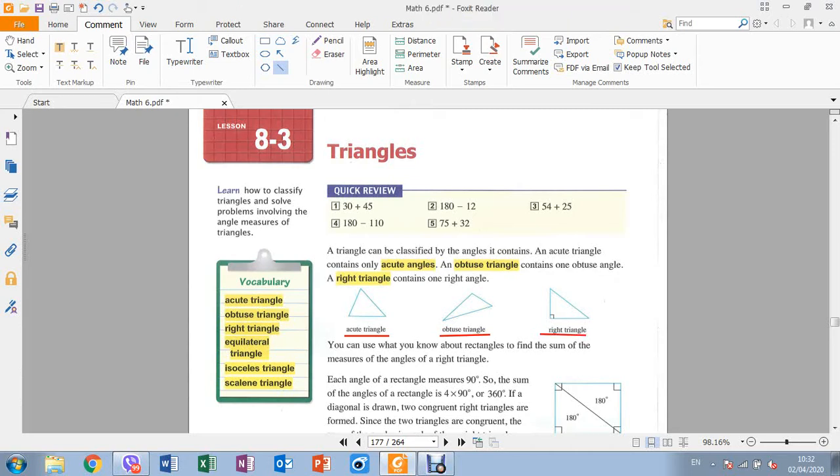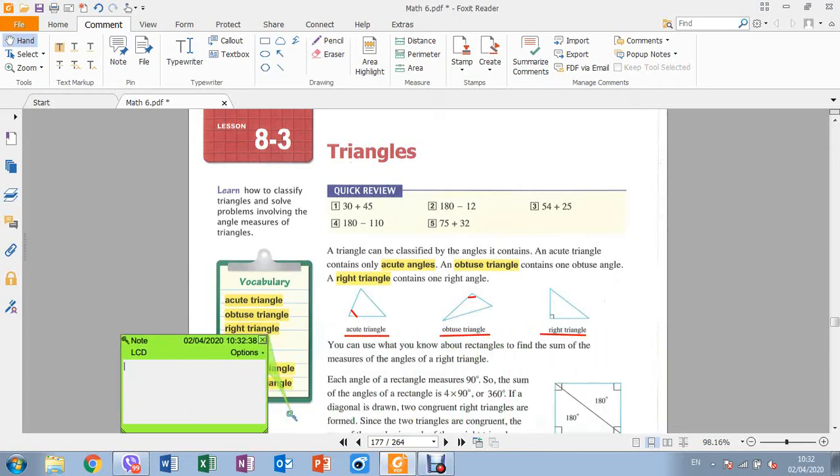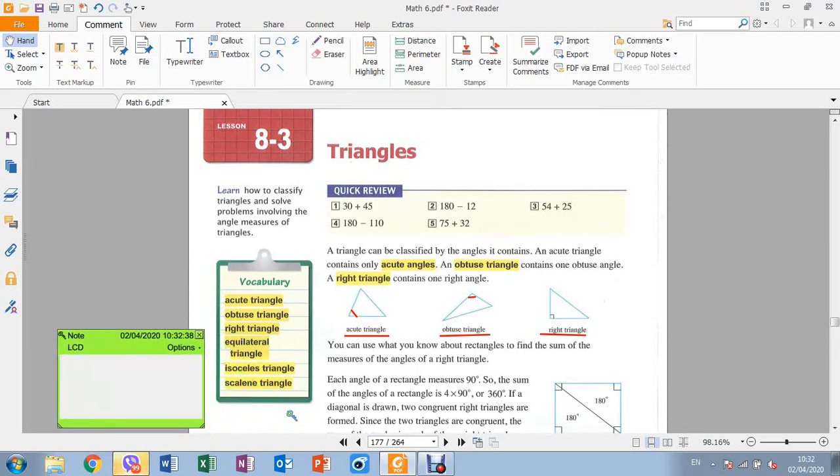Look, for example, we use these angles. It stands on angles. This is a right angle. The right angle is 90. So when we see a triangle, if the triangle is a right triangle, the measure of the angle is 90 degrees.